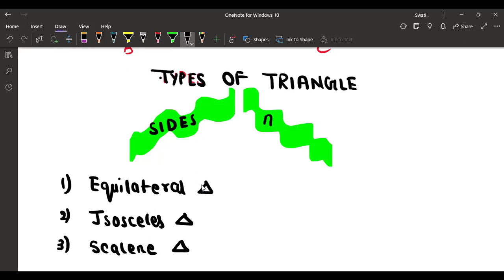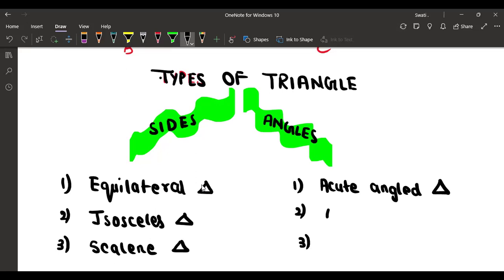Next is on the basis of angles. So on the basis of angles, how many types do you know? You already said it: acute, correct. Acute angle triangle. Next, obtuse, that is correct. Obtuse angle triangle. Right angle, very good. So these are the three types of triangle, right?